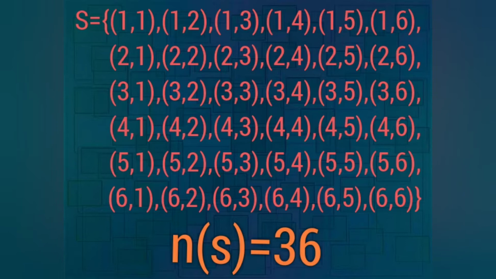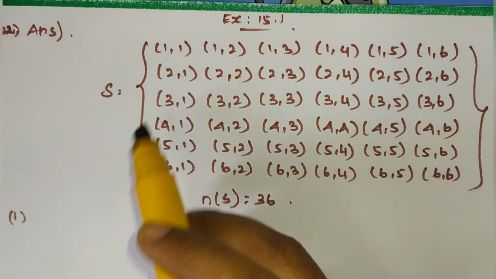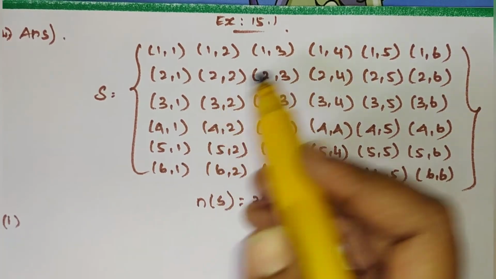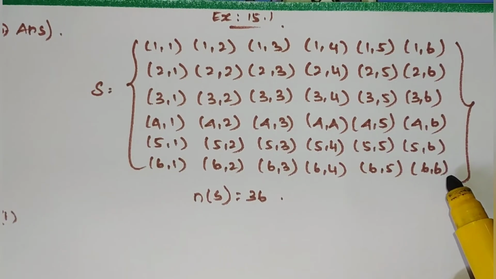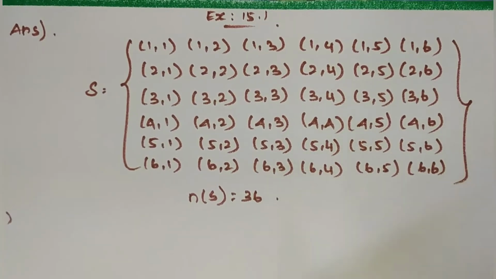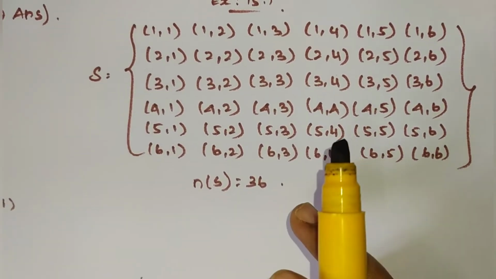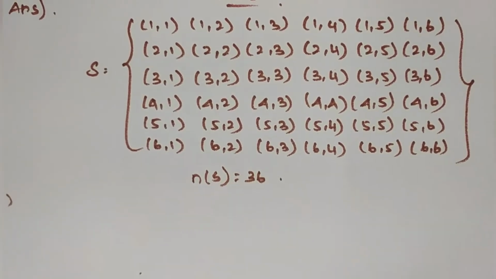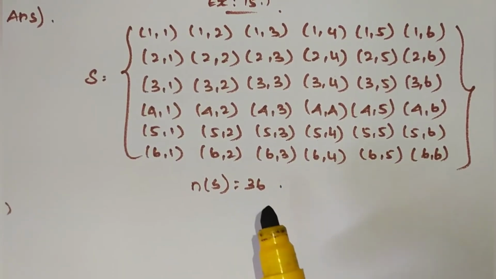Now see the problem. First write the sample space. Yes, 1 comma 1, 1 comma 2, everything you have to write till 6 comma 6, because 2 dice are going to be thrown here. Okay, one is blue die and another one is gray die. So totally N of S is equal to 36.